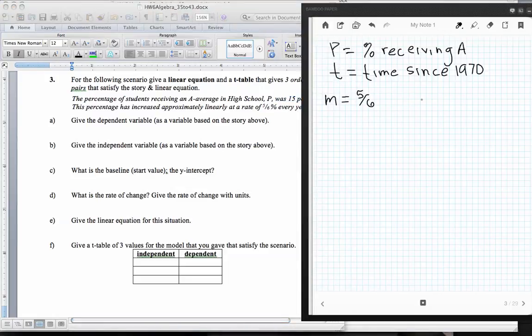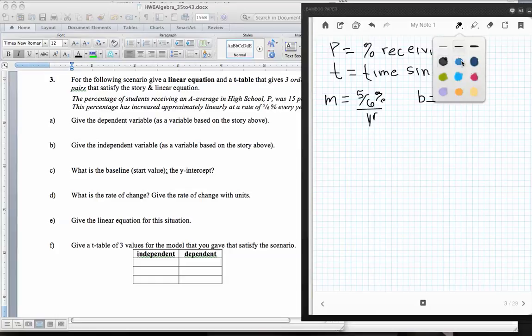So that's telling me my B is equal to 15, and that would be percent. And remember that this is percent per year. So that is going to be my slope. So now I can actually give my equation here.